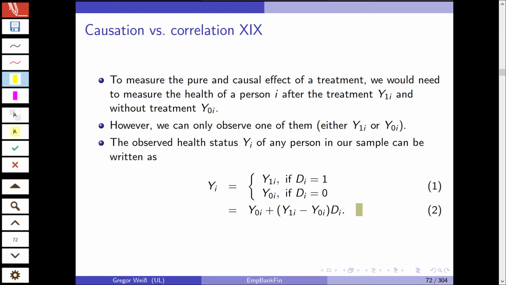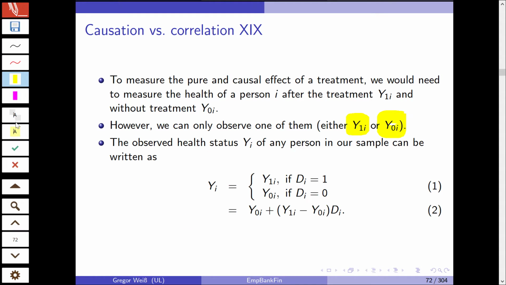So to measure the pure and causal effect of a treatment, we would need to measure the health of a person after the treatment and without treatment. So we need to measure Y_1 and Y_0. However, we can only observe one of them. So we only observe Y_1 or Y_0. And the observed health status, Y_i, of any person in our sample can be written as follows.